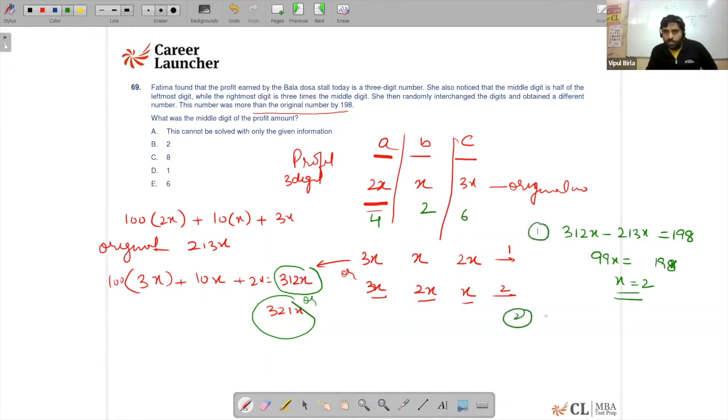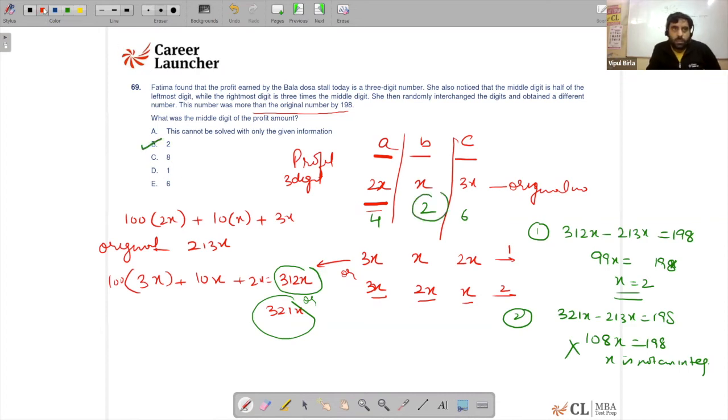If I take the second case, 321x minus 213x is equal to 198. That means 108x equals 198. So x is not an integer, and therefore it is not possible. And therefore x equals 2. The question is the middle digit of the profit amount. So it is 2, which is the answer to this question.